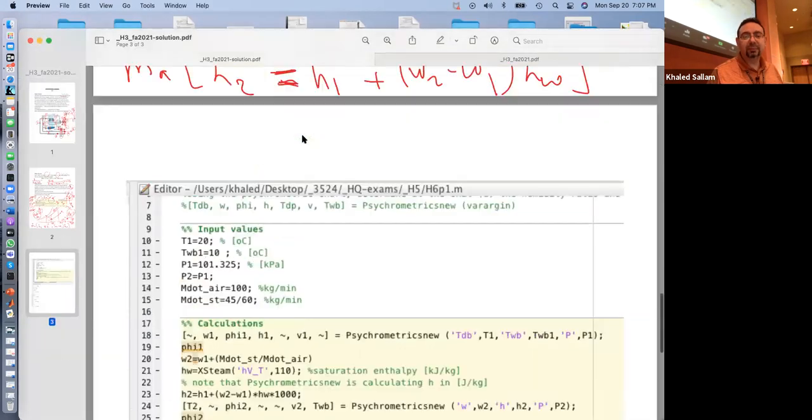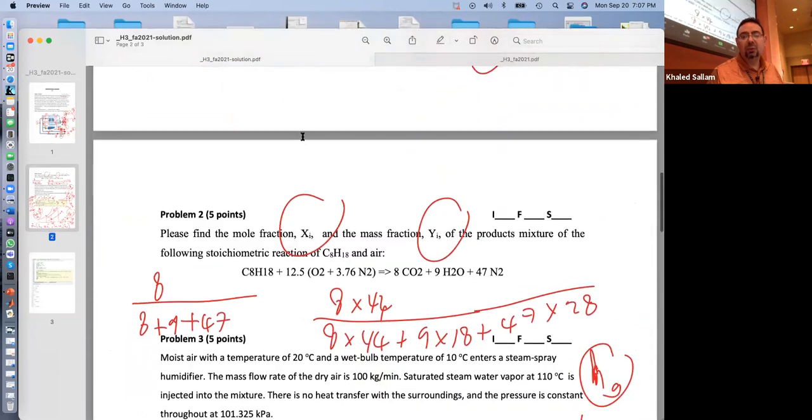It will be 8 divided by 8 plus 9 plus 47. What is the mass fraction of CO2? 8 times 44. What's 44? The molecular weight of CO2, 12 plus 32, 44. 8 times 44 plus 9 times 18, 18 being the molecular weight of H2O, plus 47 times 20.